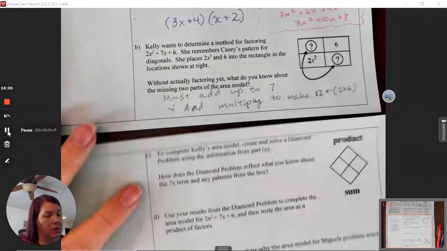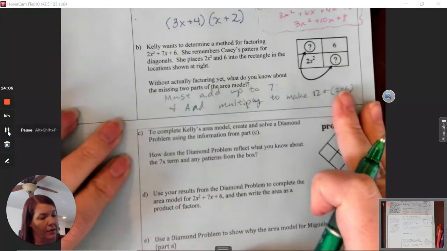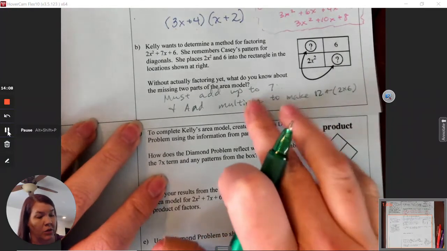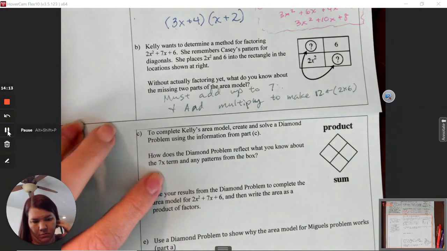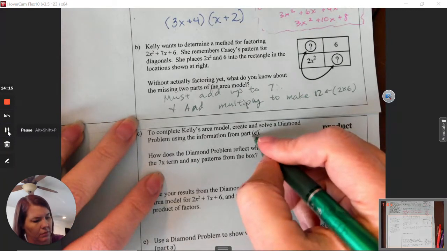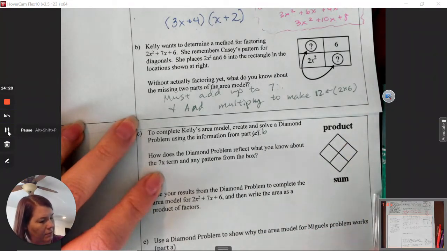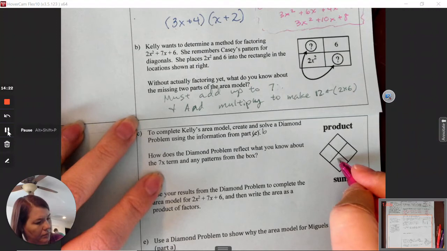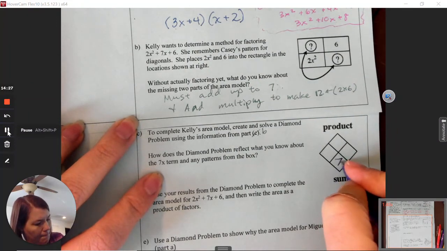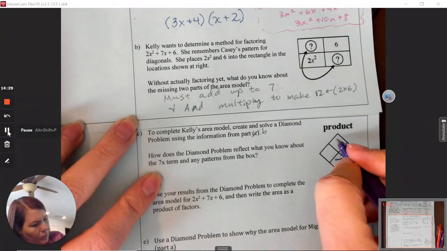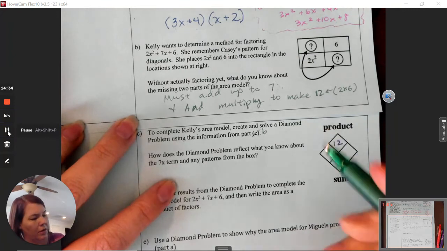To complete Kelly's area model, create and solve a diamond problem using the information we just got. So that should really be B, but okay. So must add up to 7 and multiply to make 12. My two numbers are 3 and 4.